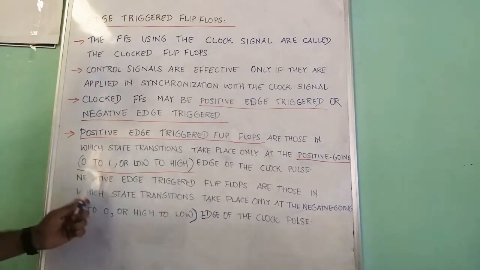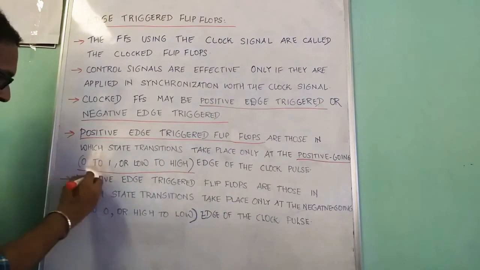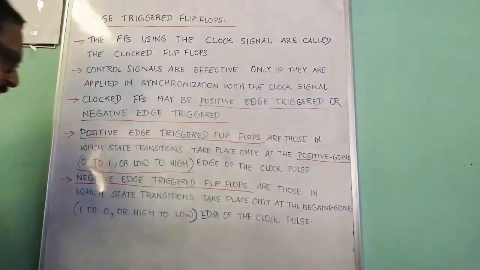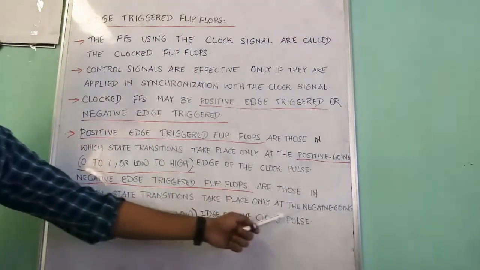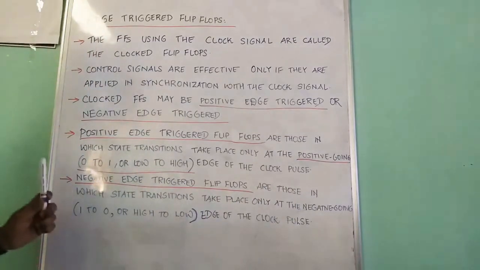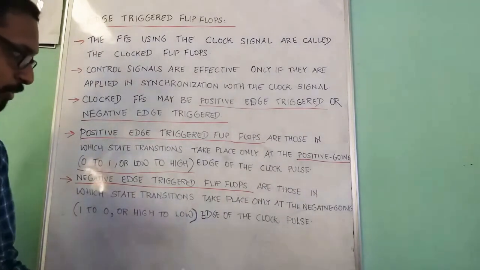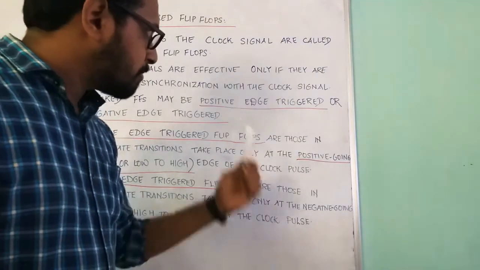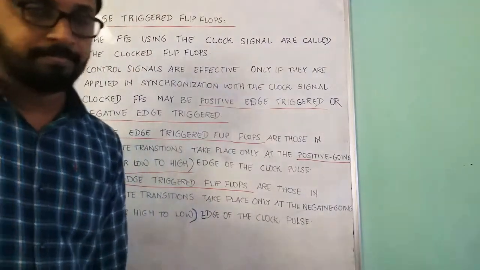We also have the negative edge triggered flip flop. Negative edge triggered flip flops are those in which the state transition takes place only at the negative going, that is 1 to 0 or high to low edge of the clock pulse. Please go through the introduction part.